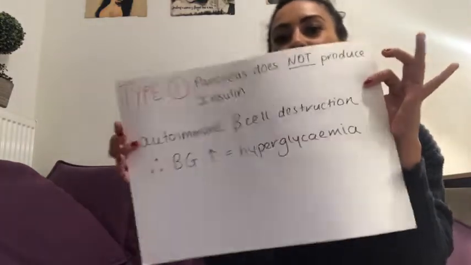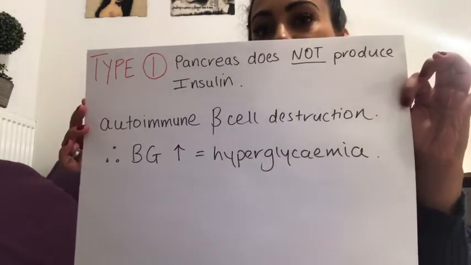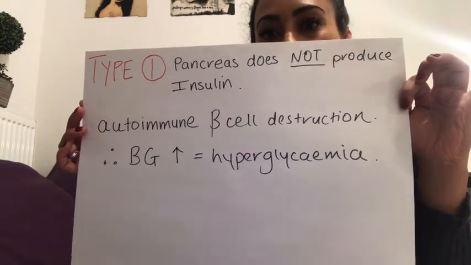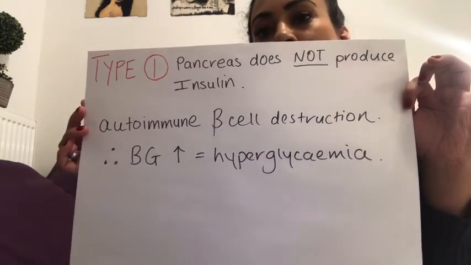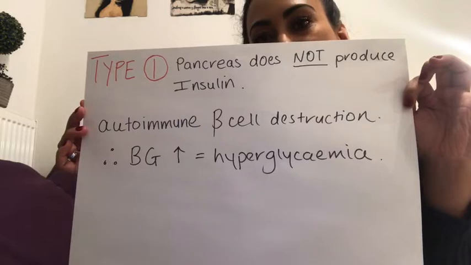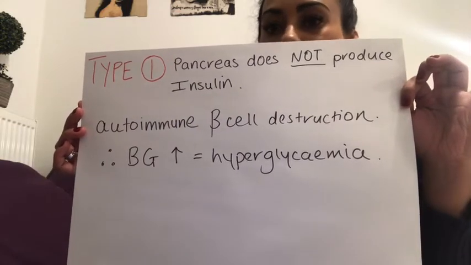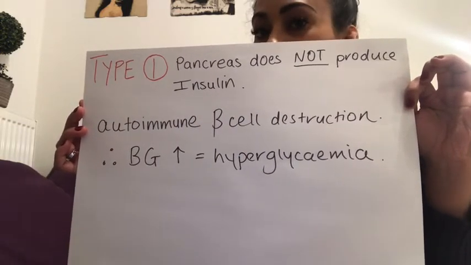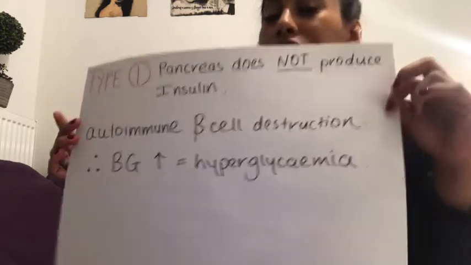What happens in diabetes is there are two forms. So type 1 diabetes. Okay, so type 1 diabetes is when the pancreas does not produce insulin. It's caused by autoimmune beta cell destruction. Due to this destruction, we then have increased blood glucose, which is known as hyperglycemia.